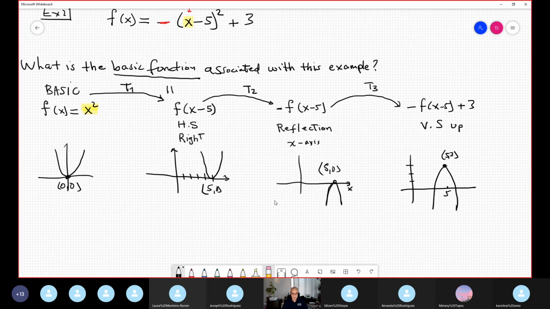At the beginning, in the basic function, it is 0,0. The first transformation moved it to 5,0 because it was a horizontal shift 5 units to the right. After that we introduce a negative, which gives a reflection, but the point stays the same; the parabola goes from up to down. Finally plus 3 is a vertical shift 3 units up. Therefore my parabola is moved totally 3 units up.